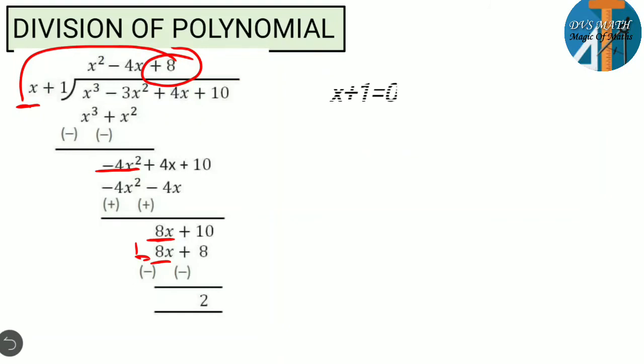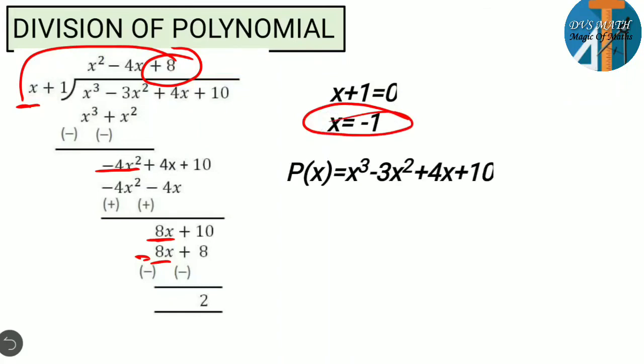But if you go for the next step, what is our next step? You have to take the divisor, that is x plus 1, and equate that to 0. If we equate that to 0, what we will get? x value as minus 1. x value as minus 1 you got. So what is the next step?